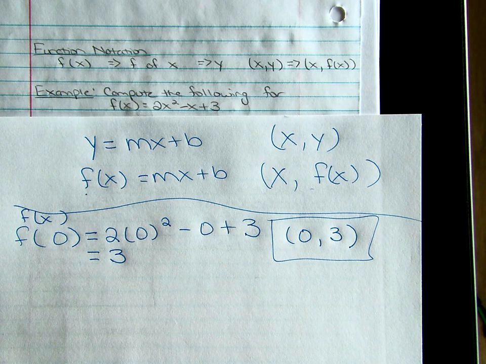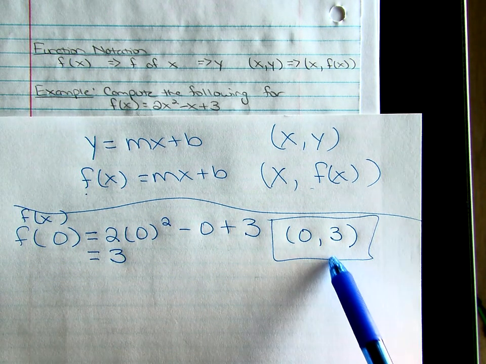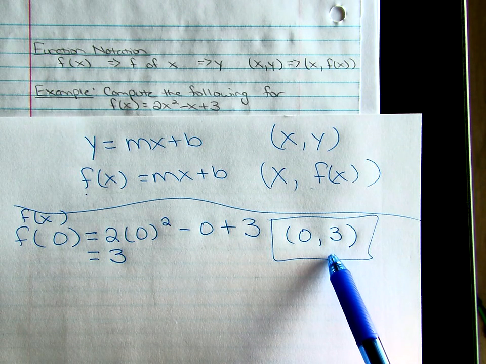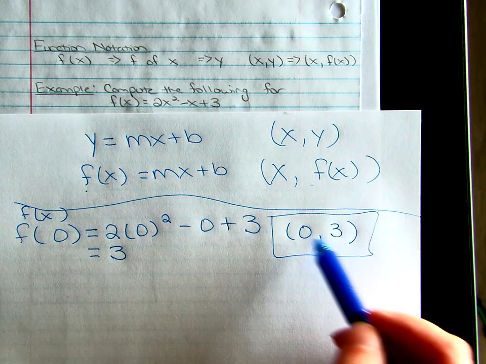Now, your homework assignments on the Pearson site will be very specific in what they want. Either they'll want it just as a value, or they'll tell you they want it as an ordered pair. Okay? If they want it as an ordered pair, then whatever you plugged in for your x is your x, and whatever you compute out is your y.